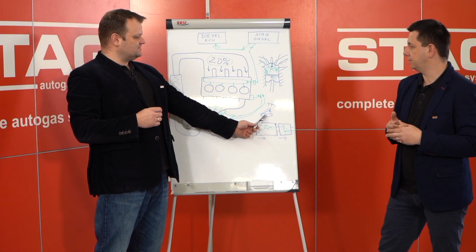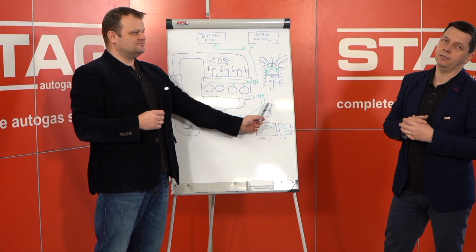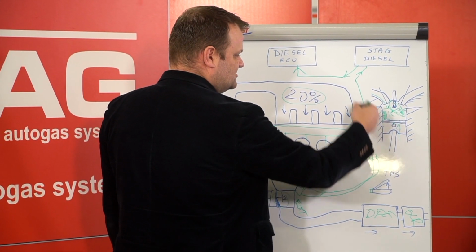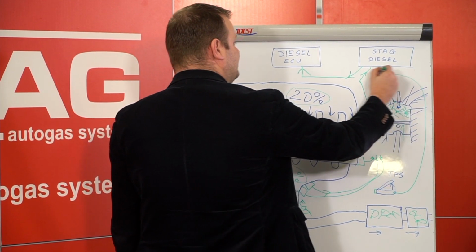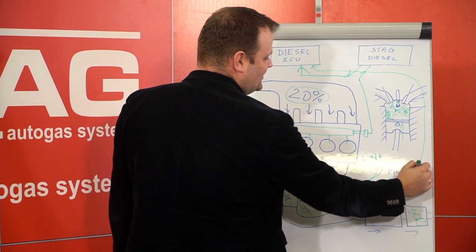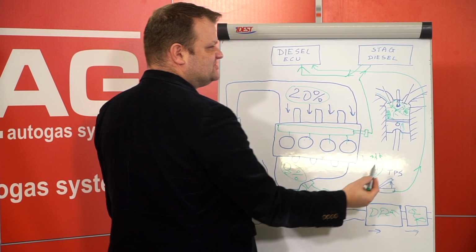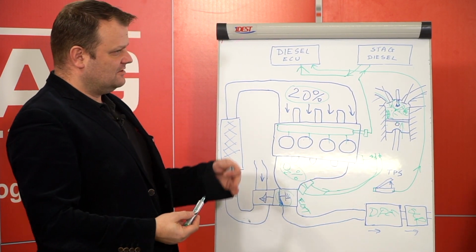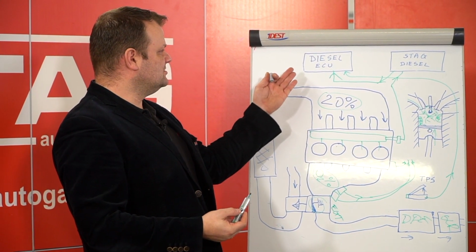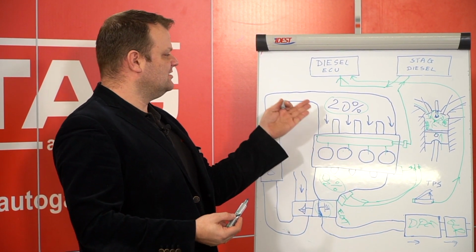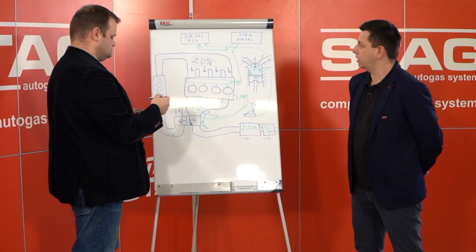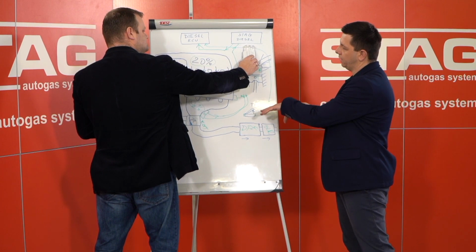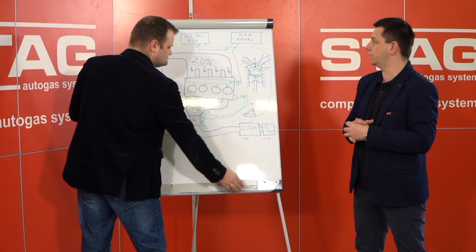The second one is the throttle position sensor. This signal also goes to the diesel ECU. This information is necessary because, comparing to the load of the engine, the diesel ECU decides about the diesel dosage. So we are talking about those two sensors, the TPS sensor and the fuel pressure sensor.